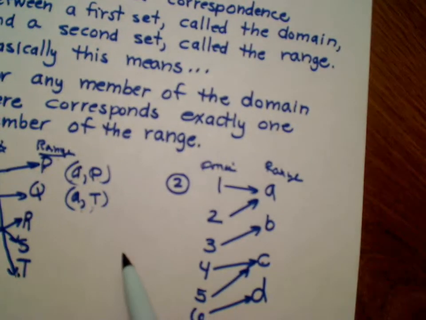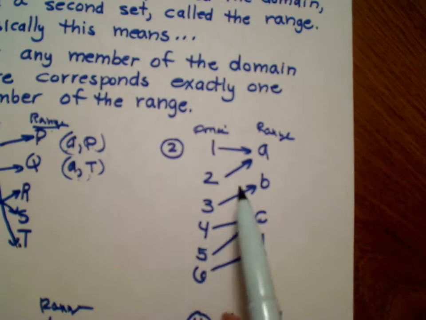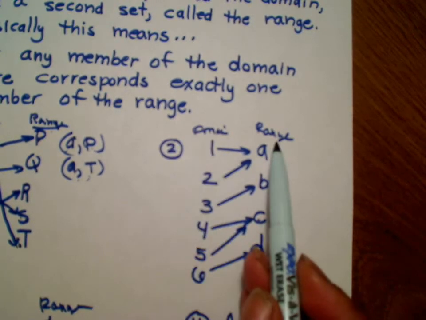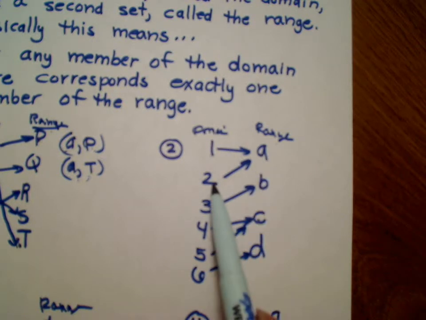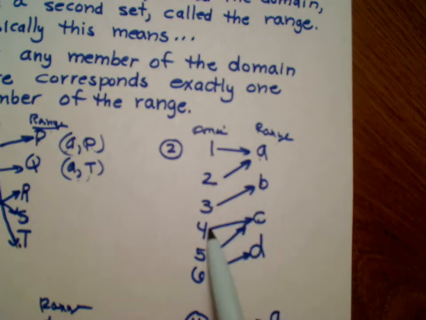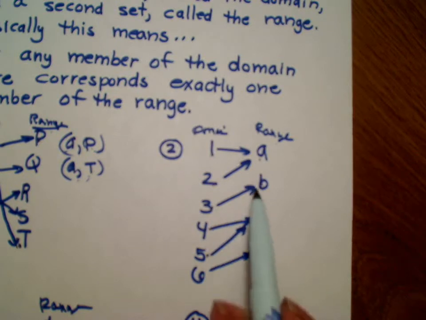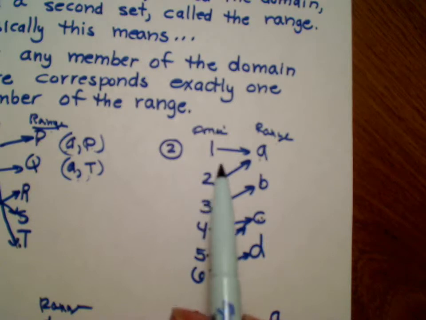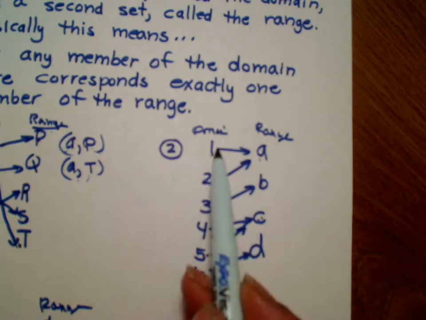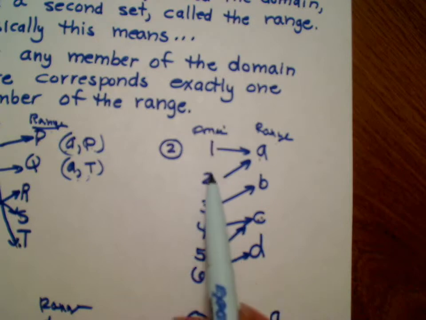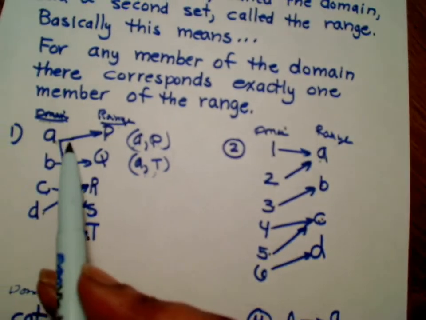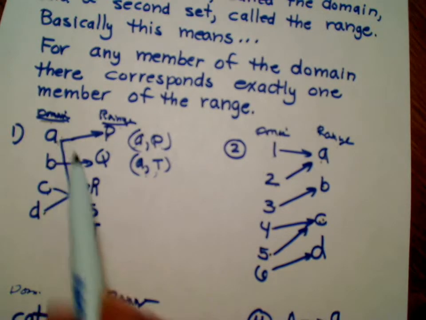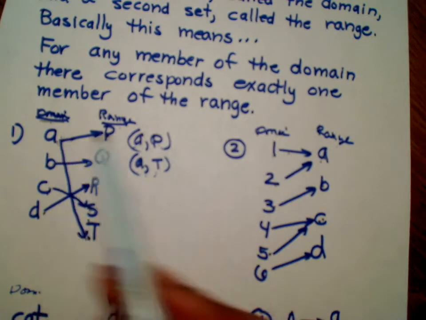Now let's look at B, number 2. Notice here the domain and the range. Here I have 1 that corresponds to A, 2 corresponds also to A, and 3 to B, and 4 and 5 will correspond to the C. But according to the definition, it's okay if 2 different domains go to one range, but it's not okay if we have one domain going to 2 different ranges. Do you see the difference between the two?